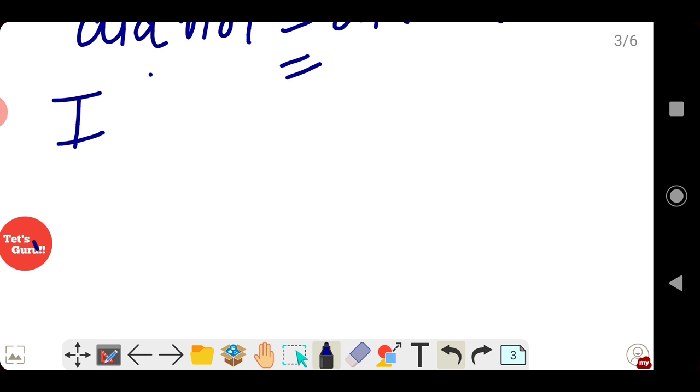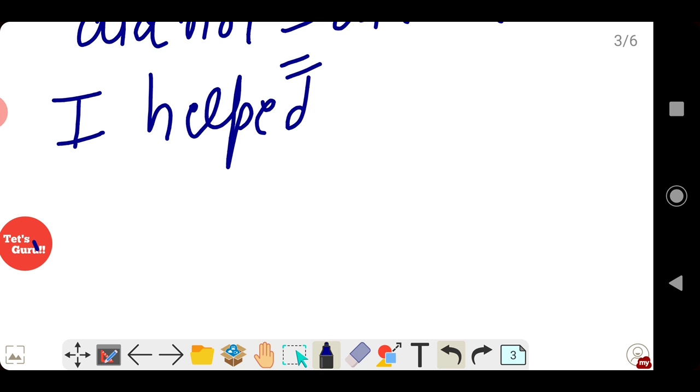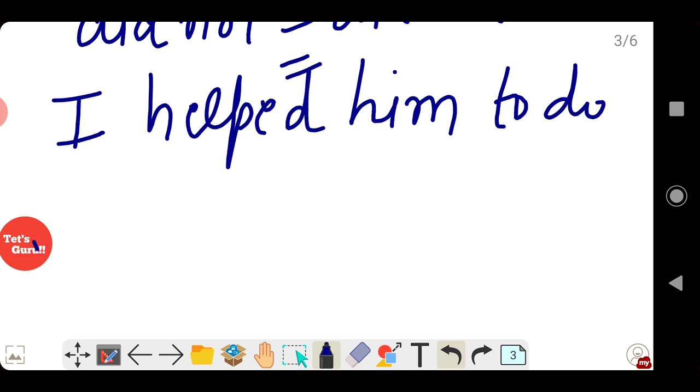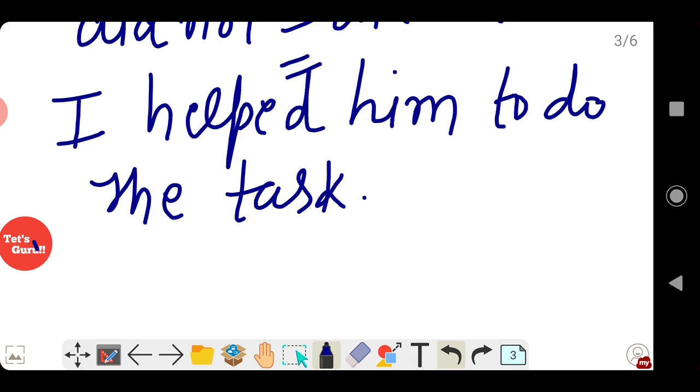I helped him to do the task. Helped is the second form of help. I helped him to do the task. मैंने उसकी मदद करी उस कार्य को पूरा करने के लिए.